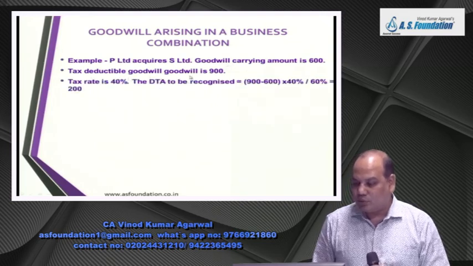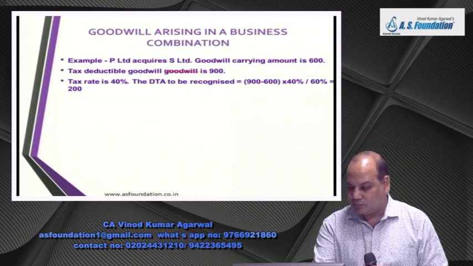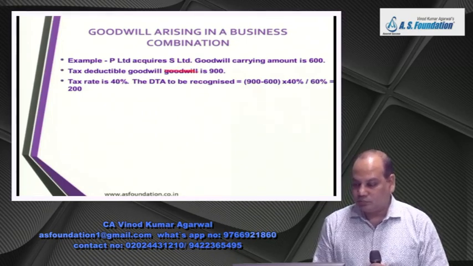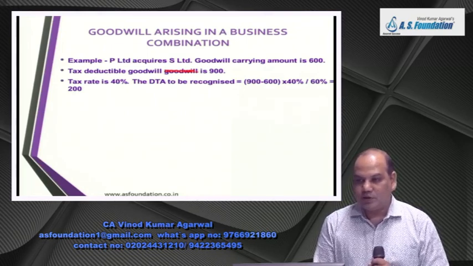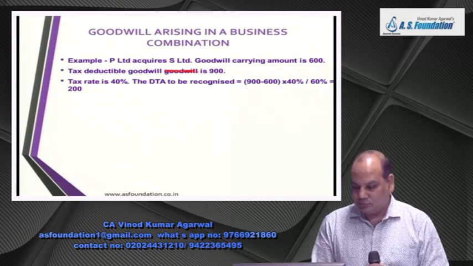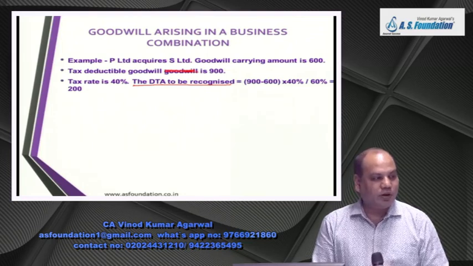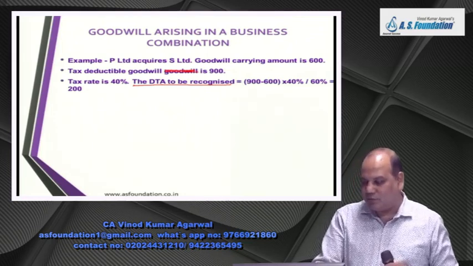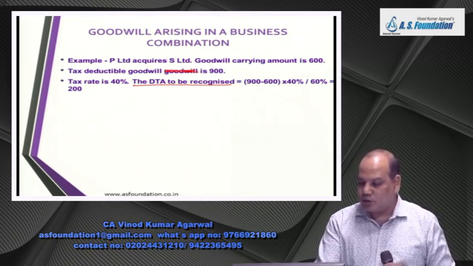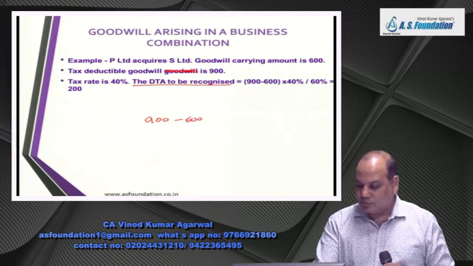Tax deductible goodwill amount is 900. Tax rate is 40%. Next line write down. DTA to be recognized is equal to, first you write and then I am going to explain. Normally what the students will do, if left on their own, they will say 900 minus 600 into 40%, 240.